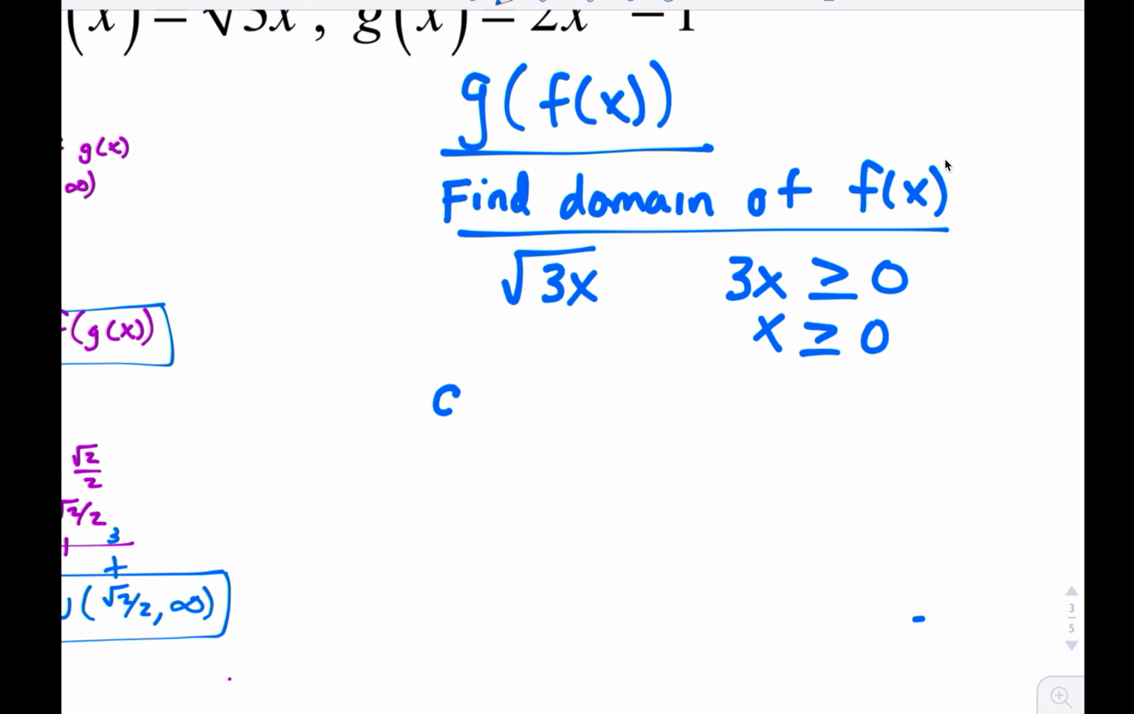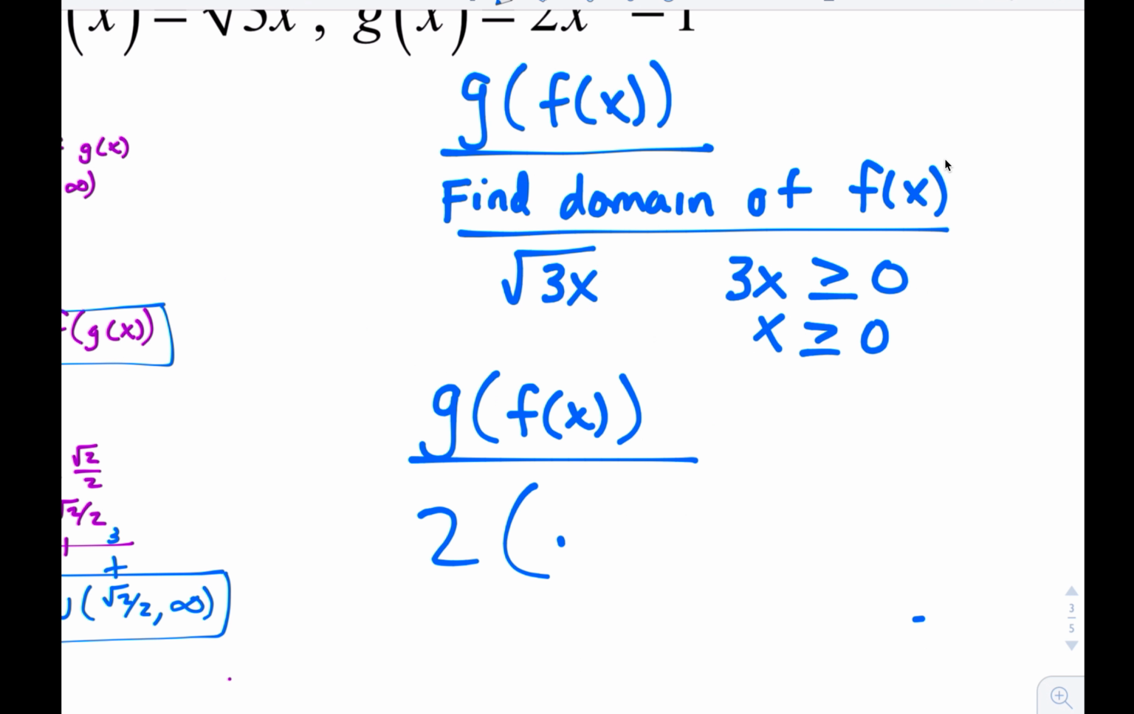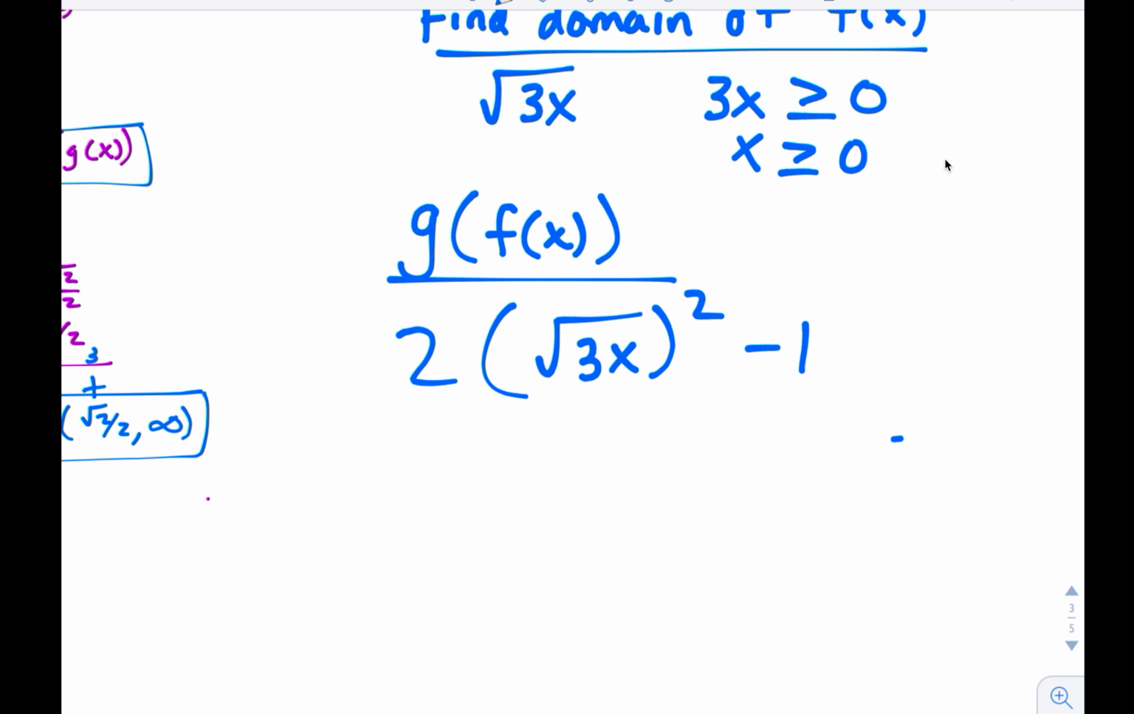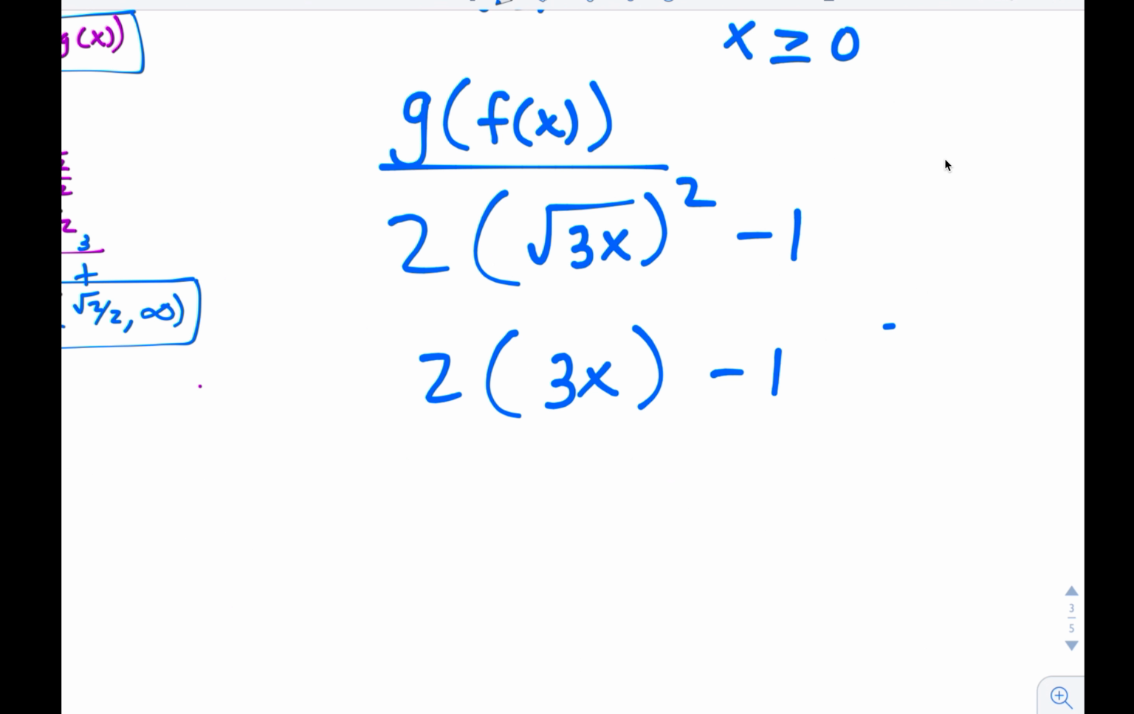All right, so now when I do g of f of x, it's going to be 2 times the square root of 3x, squared, minus 1. Okay, now when you square the square root of 3x, that just becomes 3x. So your final answer is going to be 6x minus 1.